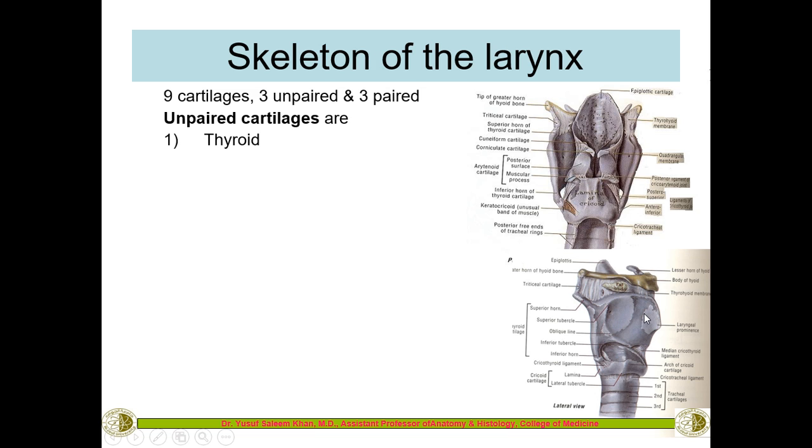It is only covering the anterior part. Posteriorly it is totally free. These are the laminae of the thyroid cartilage. Here you can see the lamina of the cartilage on one side and the other will be on the other side. So this is the thyroid cartilage.